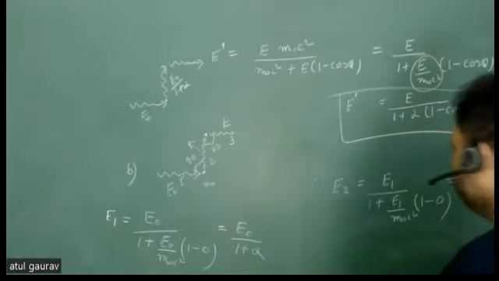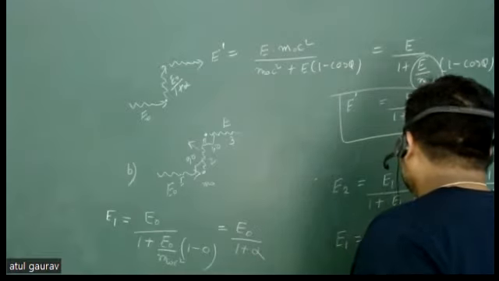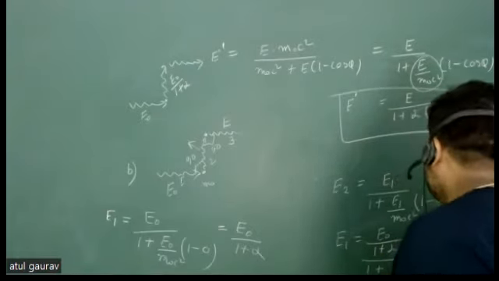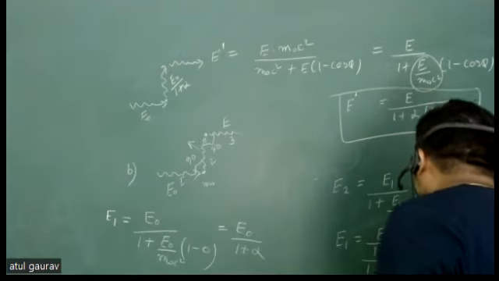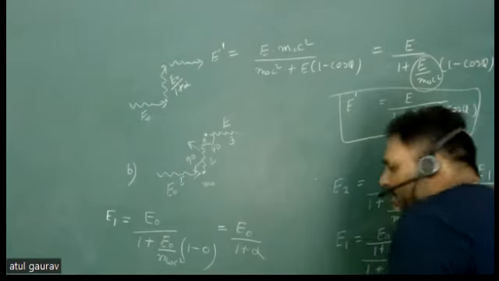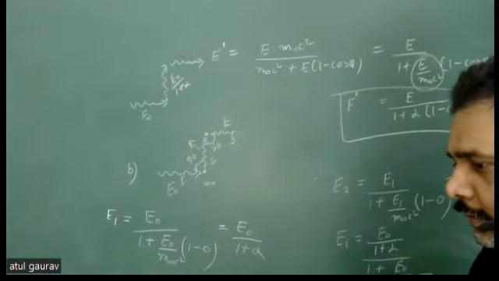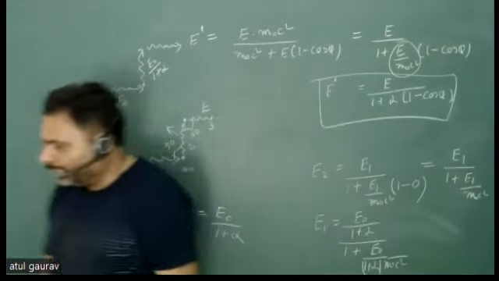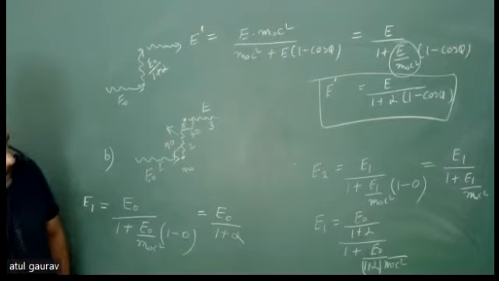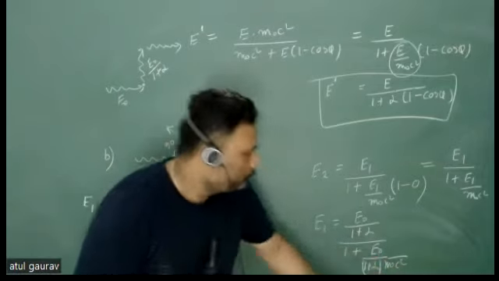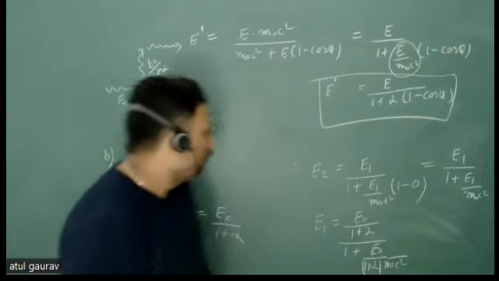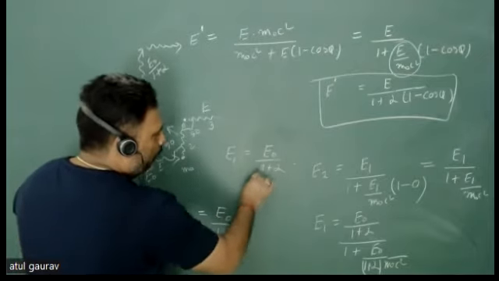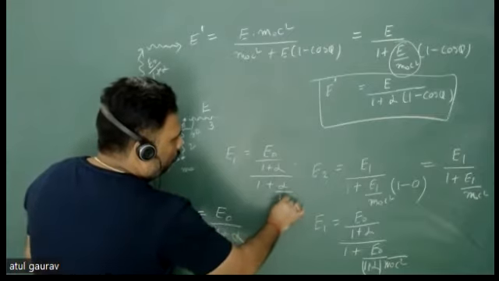Now I can put the value of E1. What is the value of E1? E1 is equal to E0 by 1 plus alpha, divided by 1 plus E0 by 1 plus alpha, and there is M0 C square below. Can you see this? Now can you see it? This needs a little adjustment in online classes. Are you getting my point? And what is E0 by M0 C square? Alpha. Very good. So E1 is equal to E0 by 1 plus alpha, divided by 1 plus alpha by 1 plus alpha.